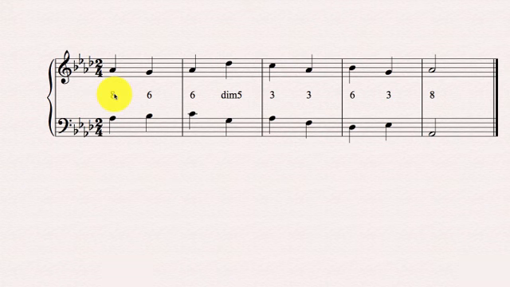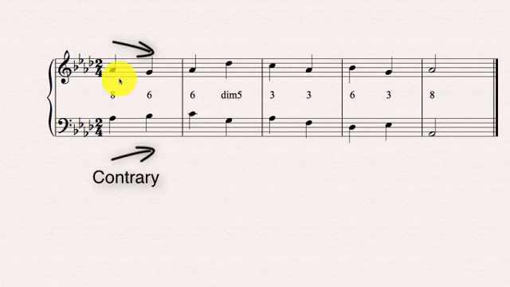Also, we can pay attention to the types of motion between the voices. So for instance, notice that A flat moves down to G. At the same time, the bass A flat moves up to B flat. So these voices are moving in what's called contrary motion. One is moving down while the other is moving up.